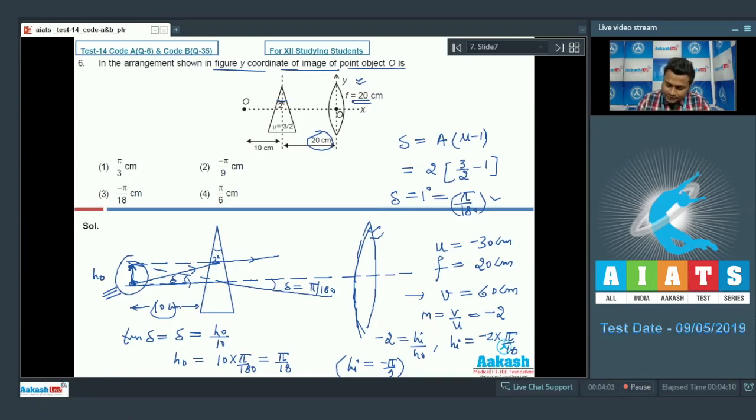We have to calculate the y coordinate of image. Now the object is beyond focus, so that's why image will be real, formed below the principal axis. This coordinate we have calculated, that is minus pi by 9. So we can say that option number 2 is absolutely correct. We will go with option number 2 only. Now move on to the next, that is 7 number.